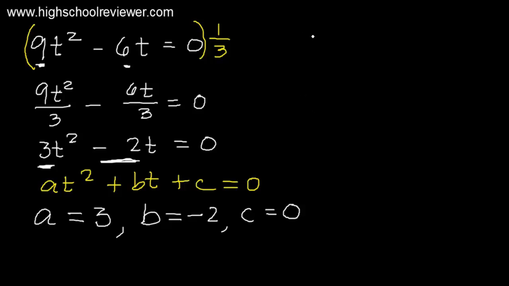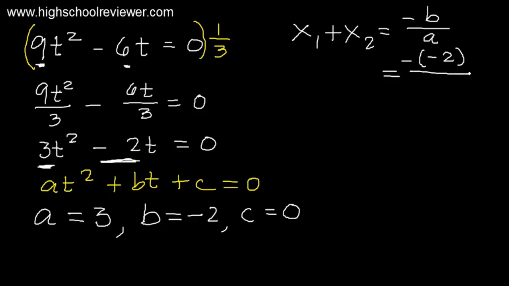Okay, let us now get the sum of the roots. The sum of the roots will be x sub 1 plus x sub 2, and the equation of the sum of the roots is negative b all over a. Now, our value for b is negative 2. So this will be negative multiplied by negative 2, divided by the value of a, which is positive 3. So negative multiplied by negative is positive 2 all over 3.